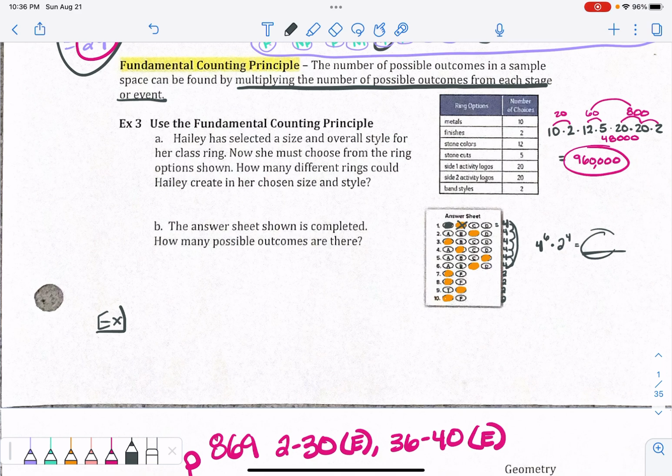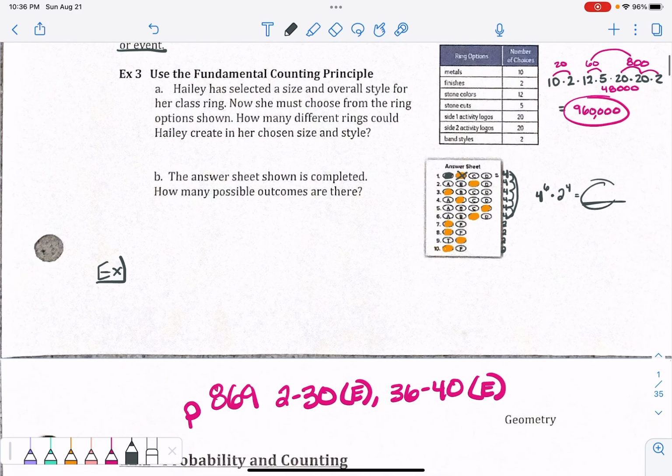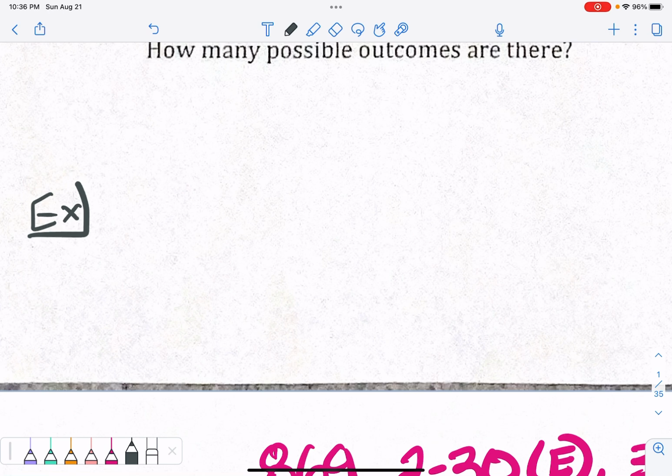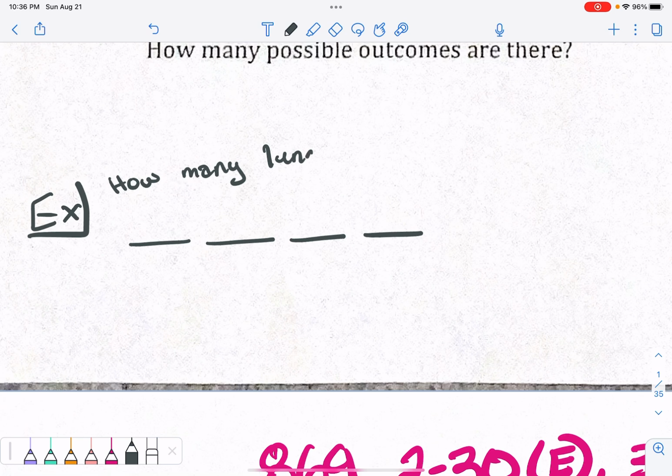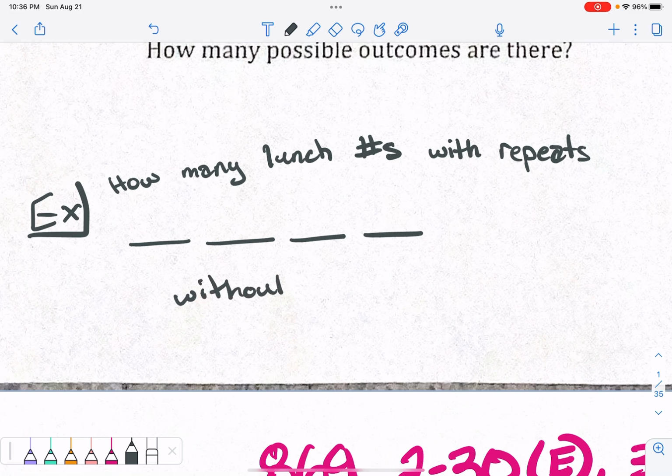Example, let's do this one, because they like to pick on these a lot. They will say something like how many passwords can be created. So let's say you have your lunch number, right? And let's say I'm going to say how many lunch numbers can be created. I'm going to say with repeats, and I'm going to say without repeats, okay? And here's what I mean by that, all right?